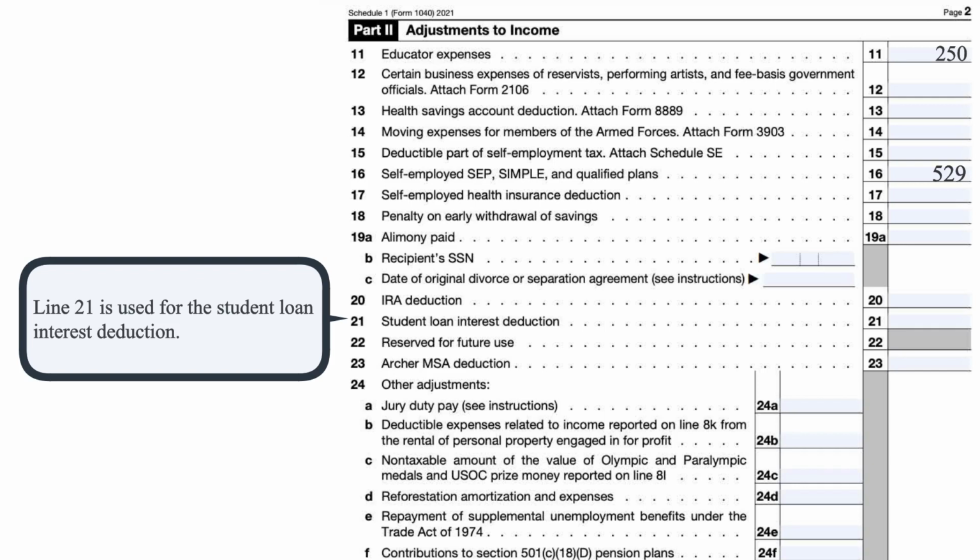If a taxpayer's modified adjusted gross income is less than $85,000, or $170,000 if filing a joint return, there is a special deduction allowed for paying interest on student loans used for higher education from an eligible educational institution. The student loan interest deduction is the smaller of $2,500 or the interest the student paid during the tax year. Emily did have student loan interest, and we will return back to this line in a minute.